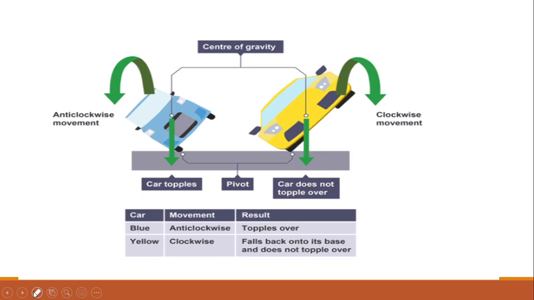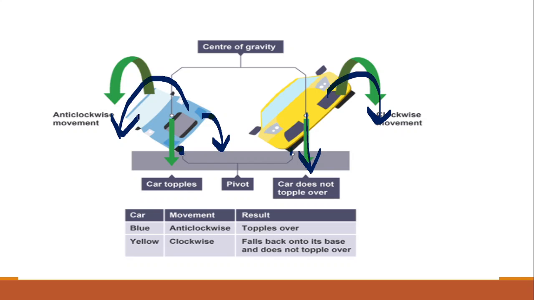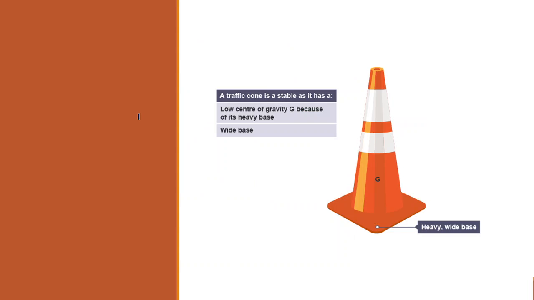Because its center of mass, center of gravity, is towards the right side of the pivot point, it will not topple over, and it will get back to its original place like this. Boom, it will get back. However, over here the center of gravity is towards the left side of the pivot point, so instead of getting back to its original place, it will go back like this. It will have an anti-clockwise moment.